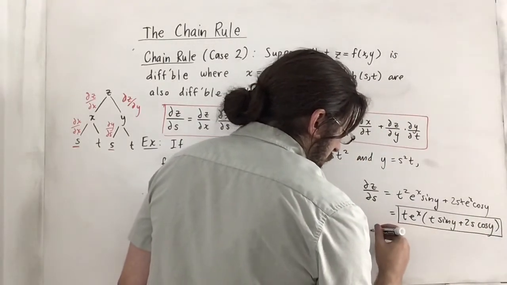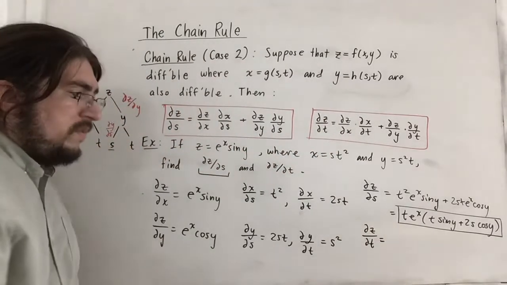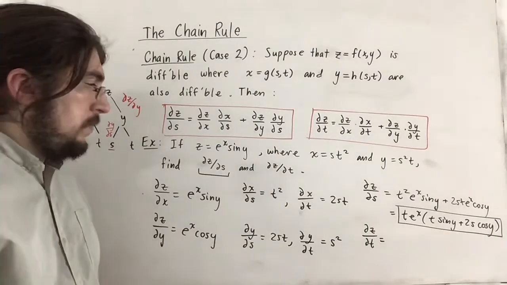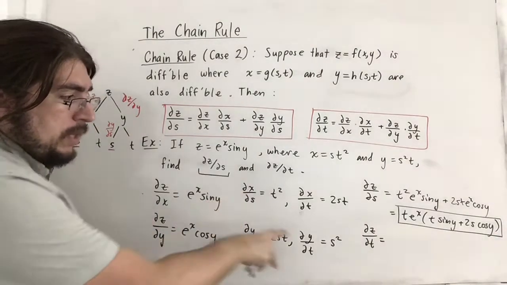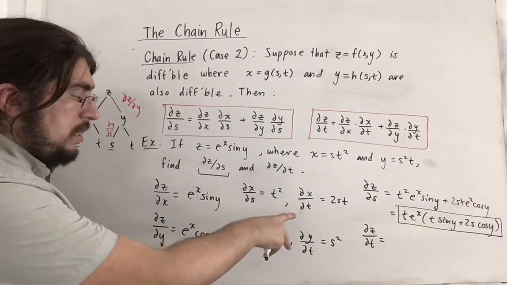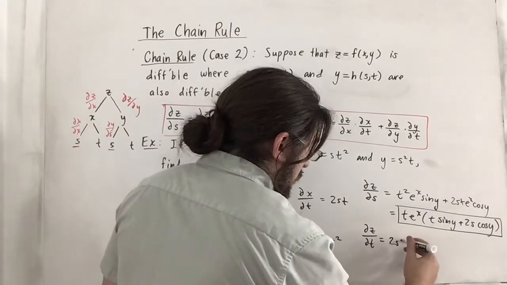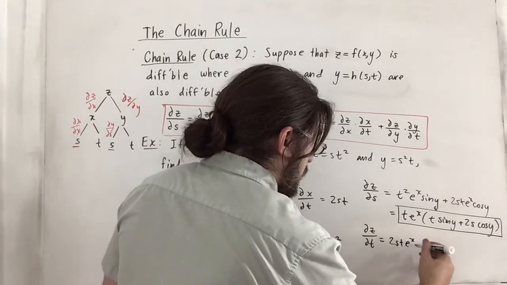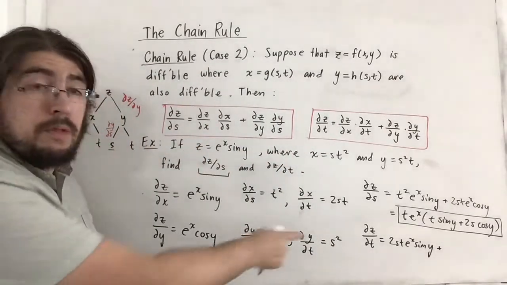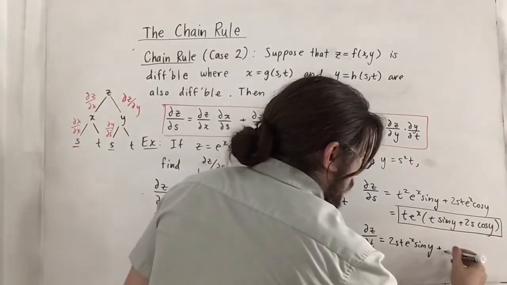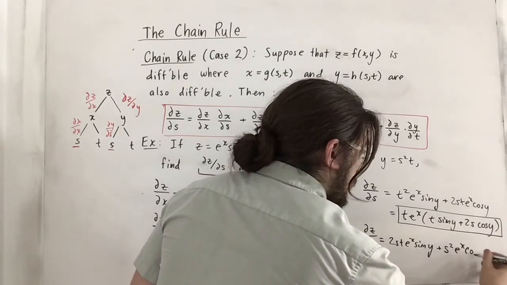But now partial z partial t. So the partial derivative of z with respect to t now is going to be what? Well, again, we still need these, but now instead of multiplying them by the partials with respect to s, we're going to multiply with the partials with respect to t. So it's going to be this times 2st. So it's 2st e to the x sine of y plus this guy again, but now multiplied by s squared. So let me write the s squared in front. And that's going to be, again, e to the x times cosine of y.